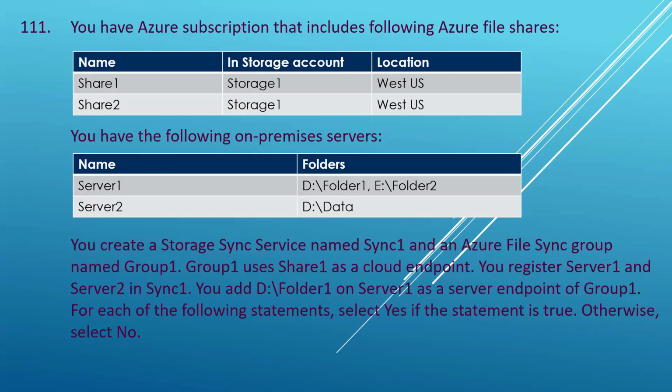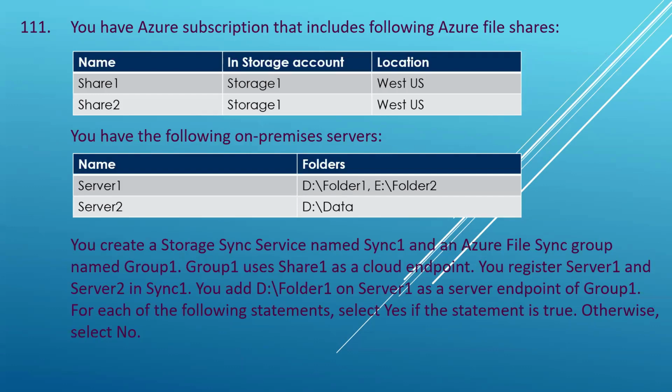You have the following on-premise servers. There are two servers, Server 1 and Server 2. Server 1 has two folders named Folder 1 and Folder 2, which are hosted in the D and E drive respectively. Then Server 2 has a folder named Data, which is hosted in the D drive.